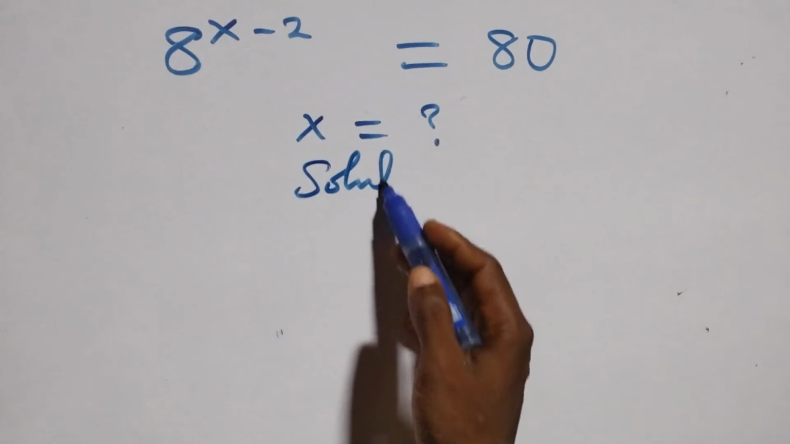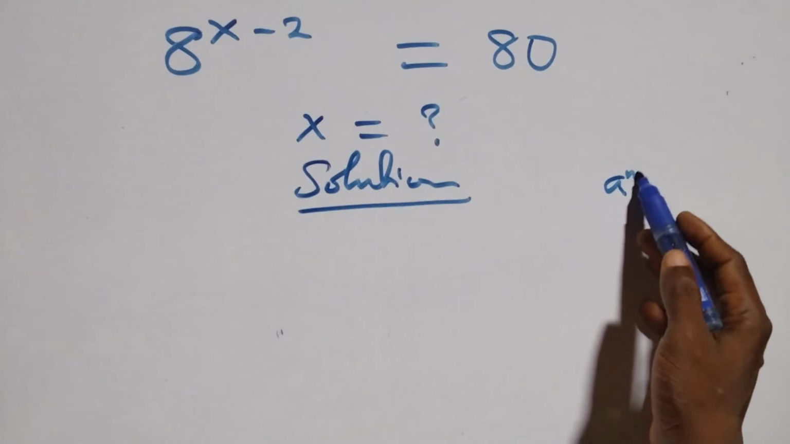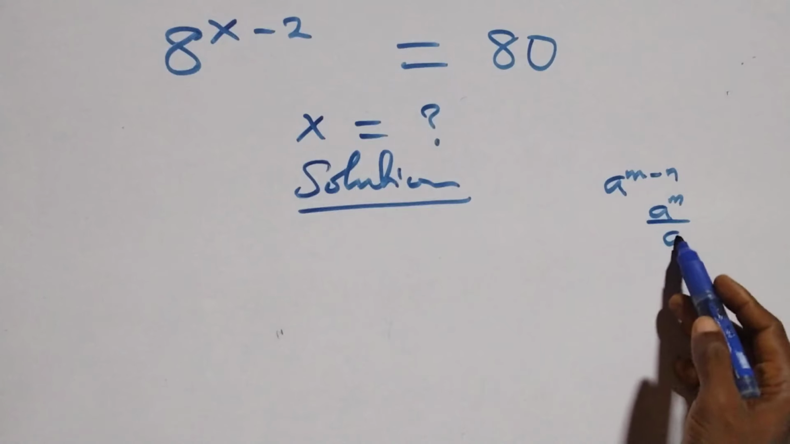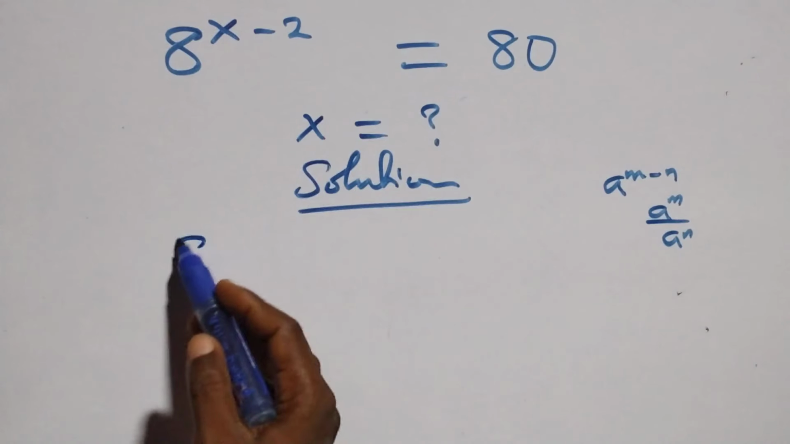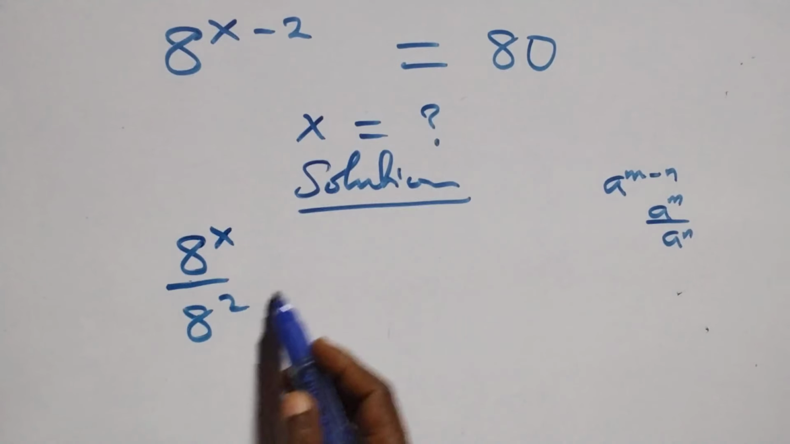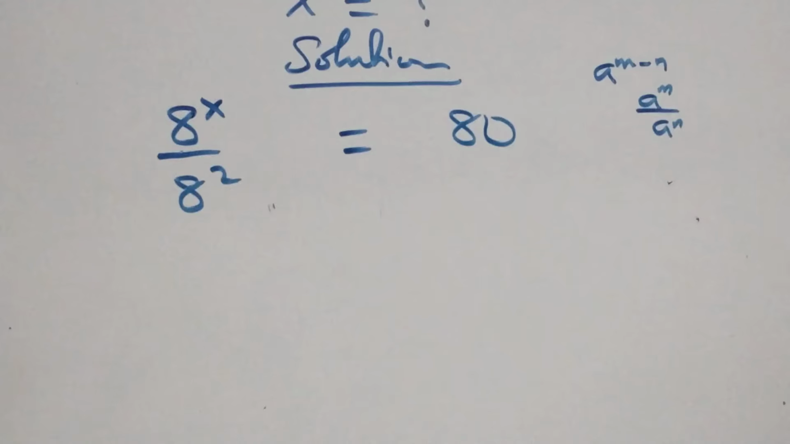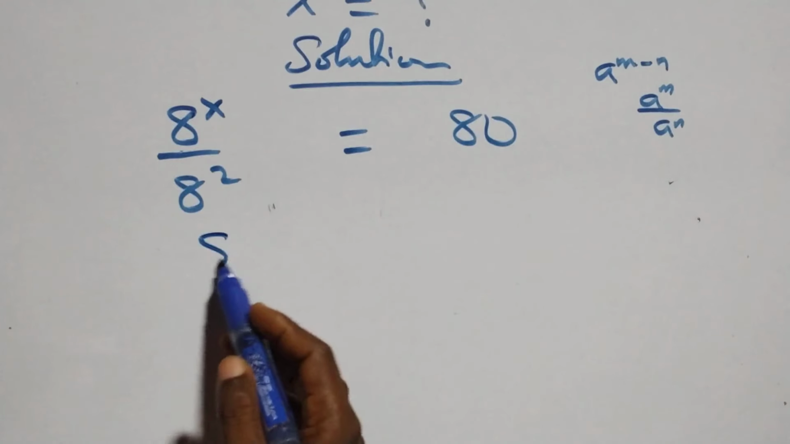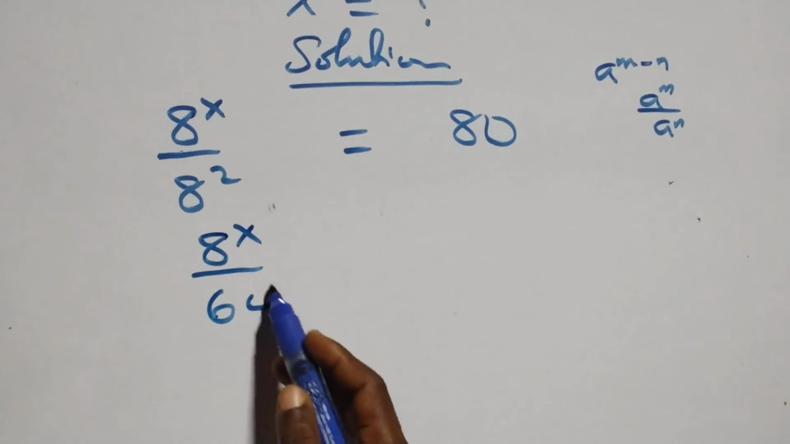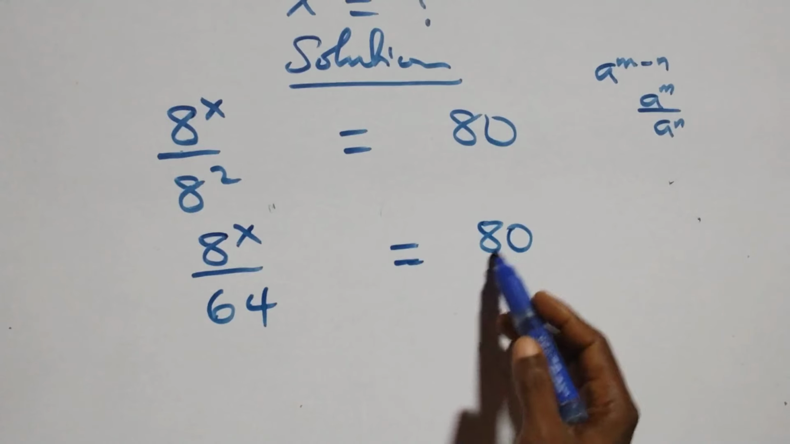Solution from here. This follows when we have a raised to power negative n, same thing as 1 over a raised to power n. So here we have 8 raised to power x over 8 squared equals 80. This is the same thing as 8 raised to power x over 8 squared, that's 64, equals 80, which you can write as 80 over 1.